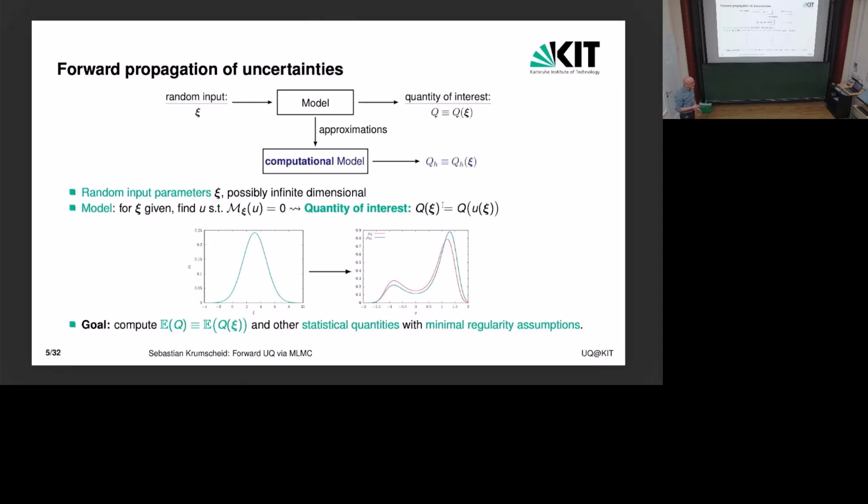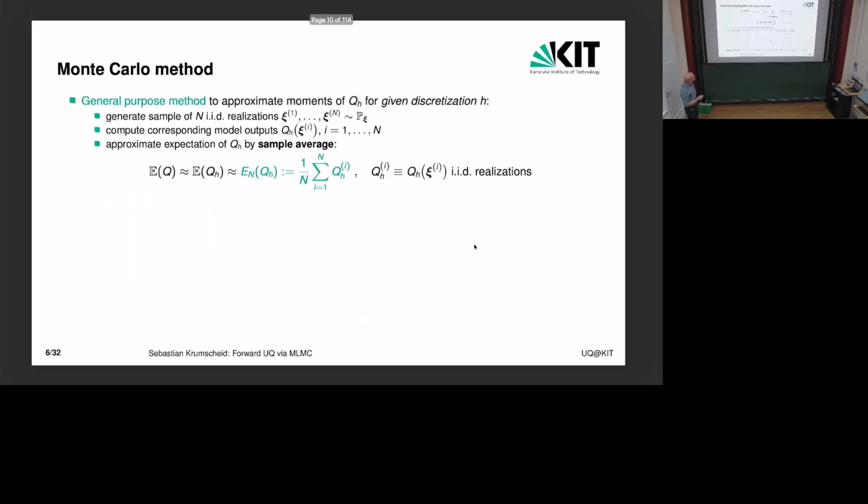So in practice we have to replace our model by some computational model, so we're introducing some approximation error. That's why I'm using this little letter h. So you know it's an approximation error, and hence also the distribution of my quantity of interest has slightly changed. And then the whole idea is I have to account for that, and the workhorse of UQ has always been this Monte Carlo method. So this is what I call a general purpose method.